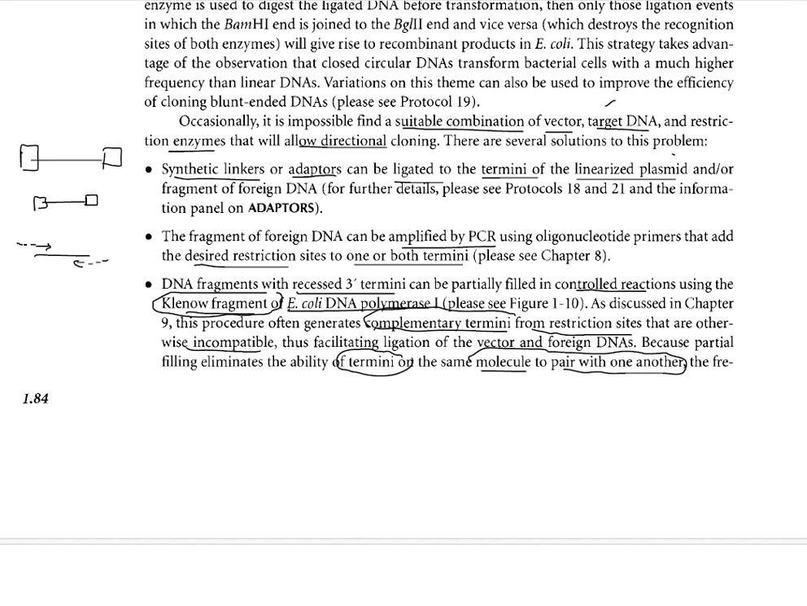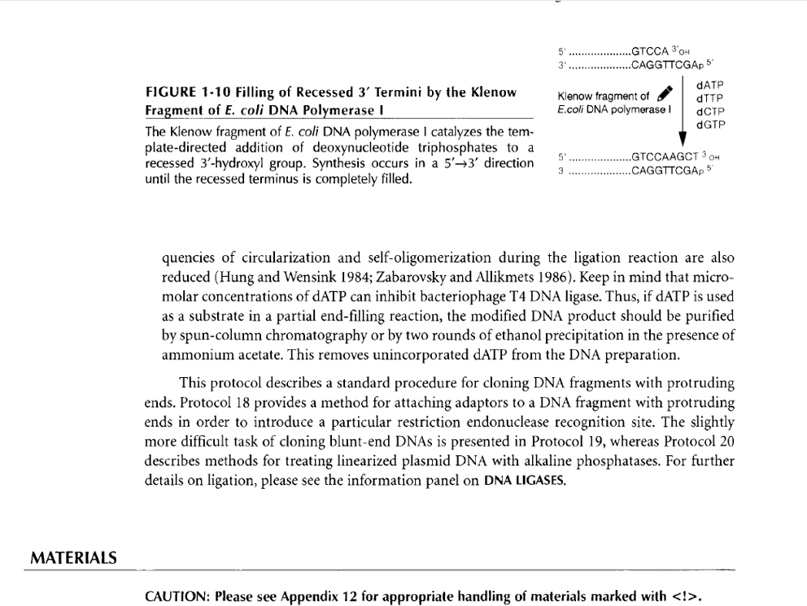Okay, so you can see here in this picture that to the recessed 3' end, dATPs are added using the Klenow fragment of E. coli DNA polymerase 1, which will allow the addition of dATP to the recessed 3' hydroxyl group, and the synthesis will occur in a 5' to 3' direction until this recessed 3' end is filled.